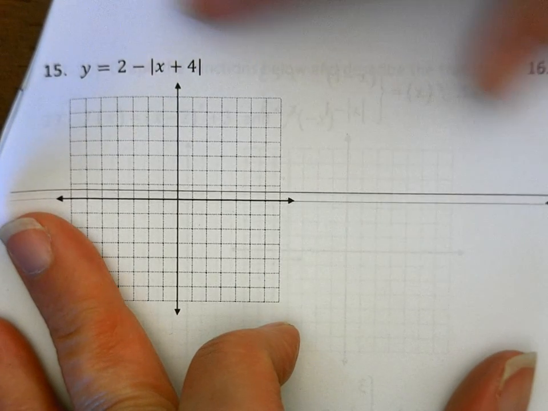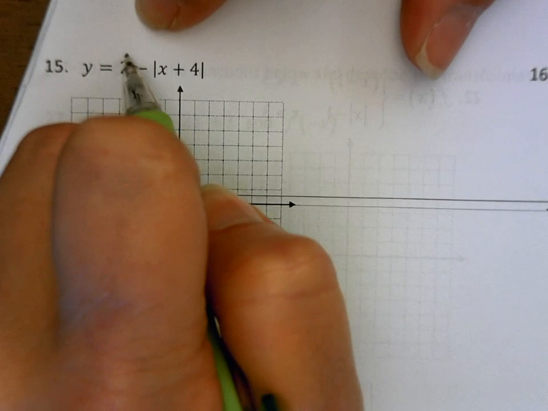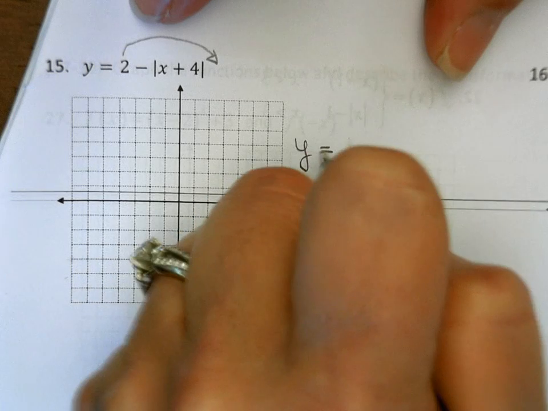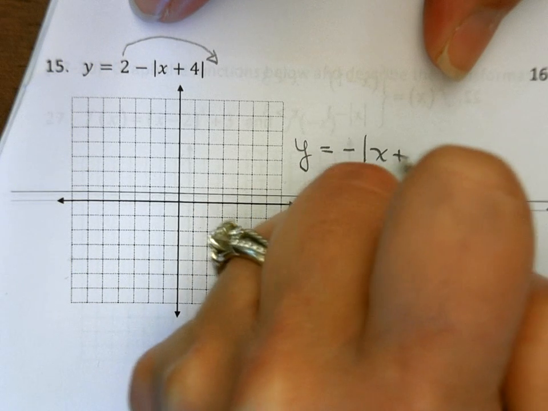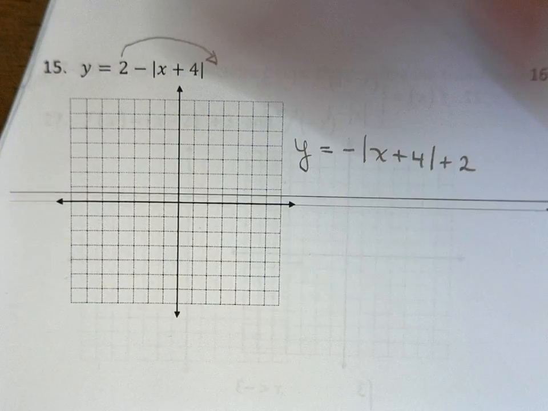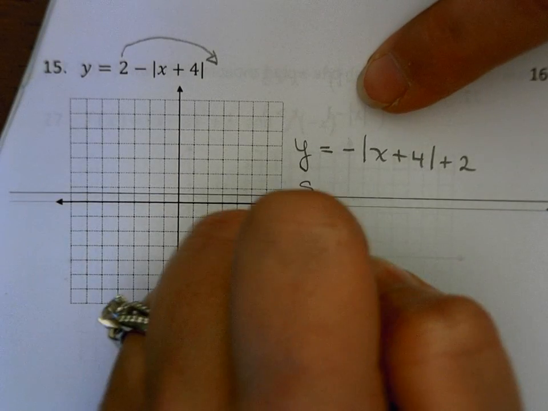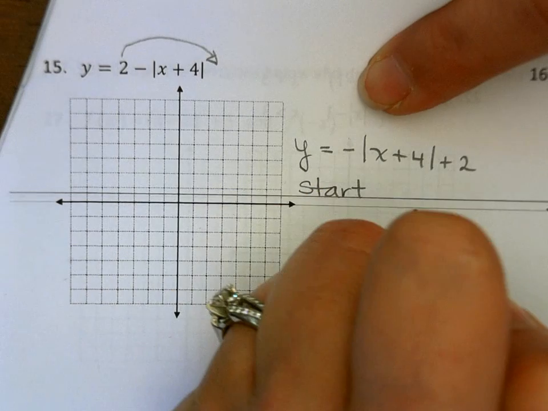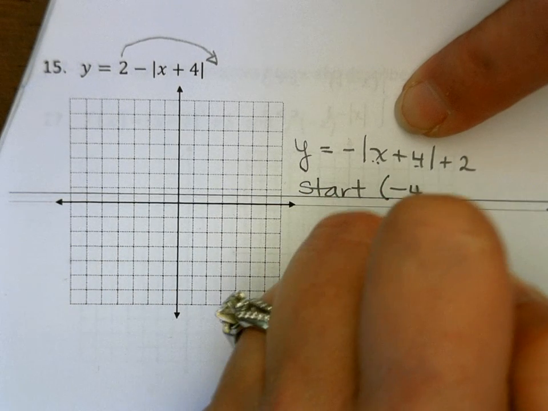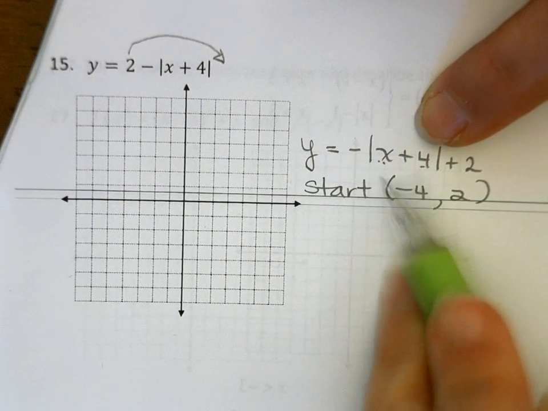Okay, so this one's kind of a weird one because they put the 2 in a weird spot. So usually it would be to the back side, so I'm just going to rearrange that. So it would stay adding because 2 is positive. So my start would be negative 4 and then positive 2. So opposite in here, negative 4.